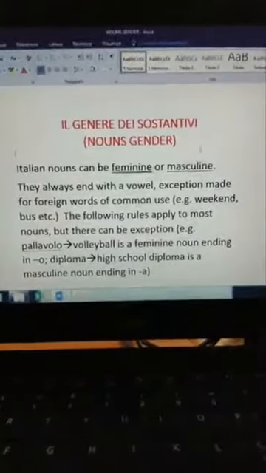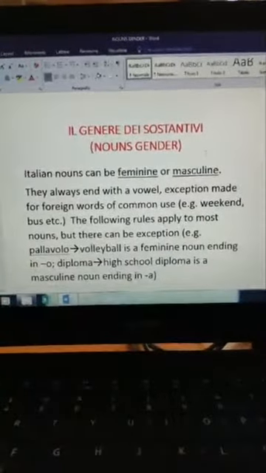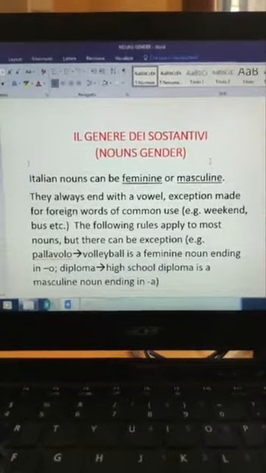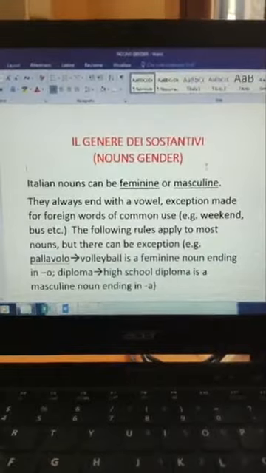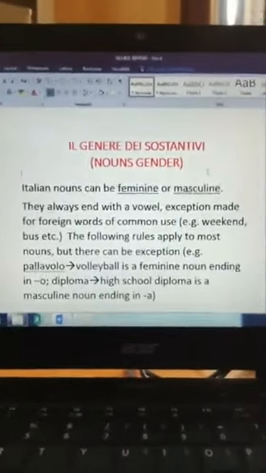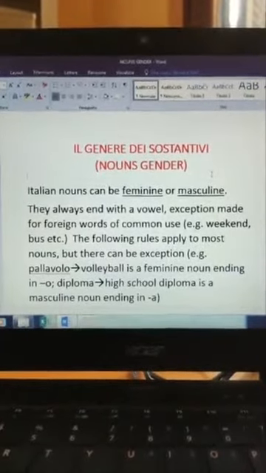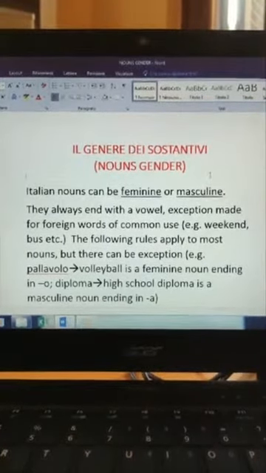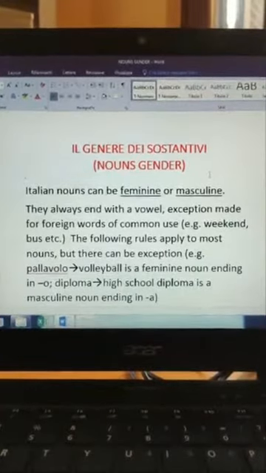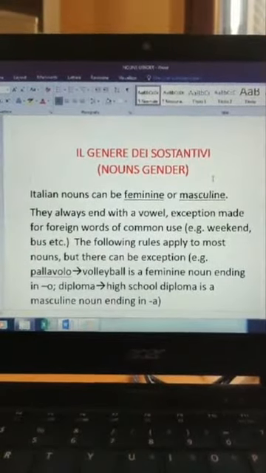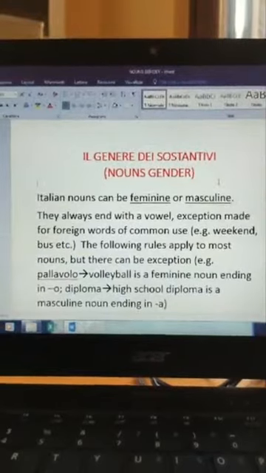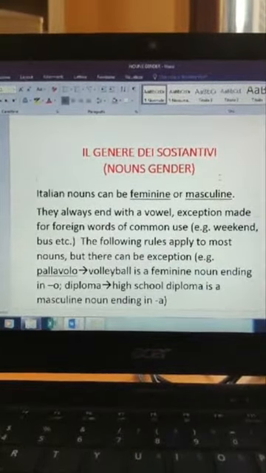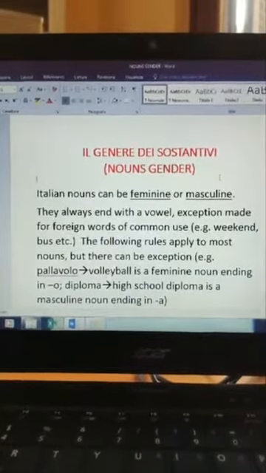So there are, of course, some exceptions, and these exceptions are usually words that come from English and that nowadays everyone uses in Italy as well. So words like weekend. We do have a translation for weekend in Italian, it is fine settimana, but everyone uses weekend. And also the word bus. We can say pullman in Italian, but everyone says bus.